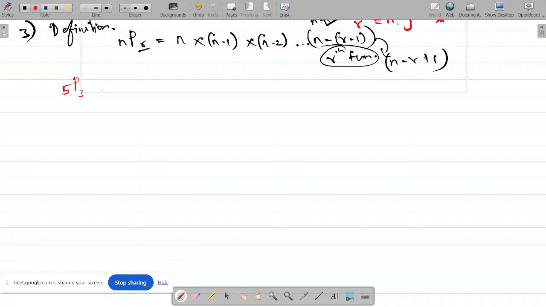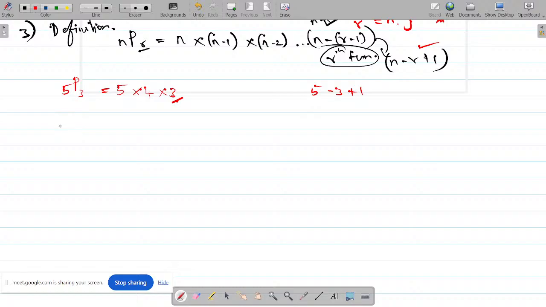5P3. Don't go by the formula, go by definition. What is the first number? 5. Reduce it, reduce it, reduce it: 4, 3. And be sure that the last term is n minus r plus 1. Here in this case, n is 5, so 5 minus 3 plus 1 is 3. So this is the last term.